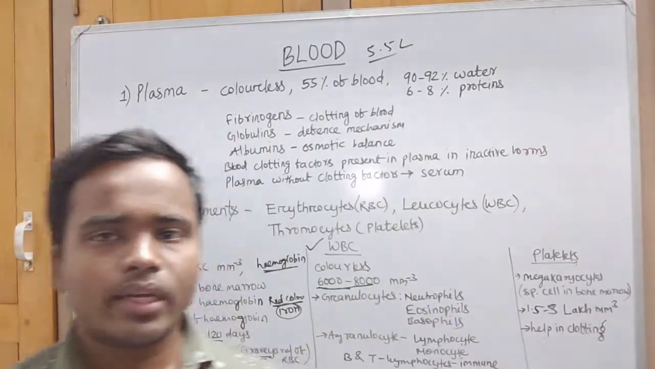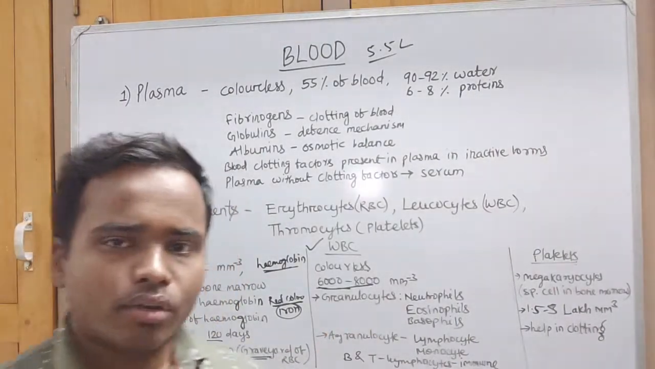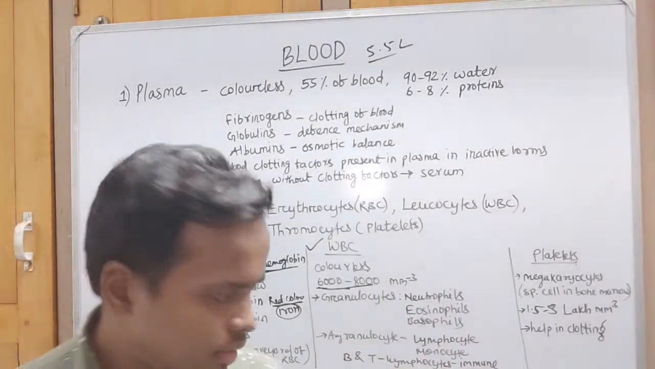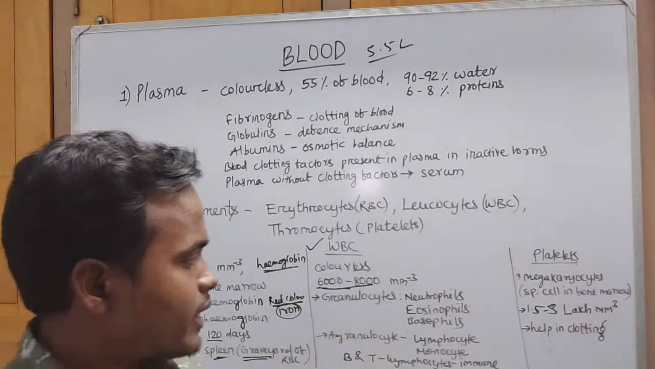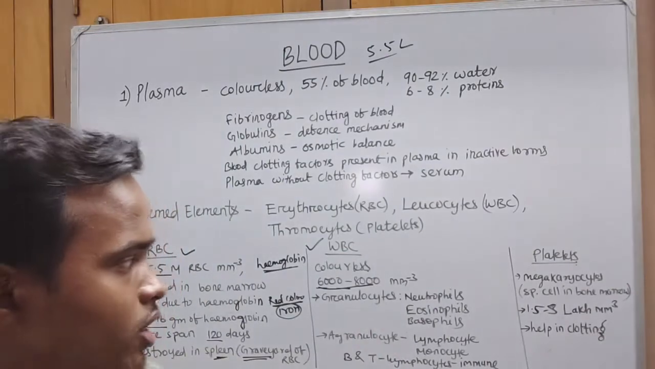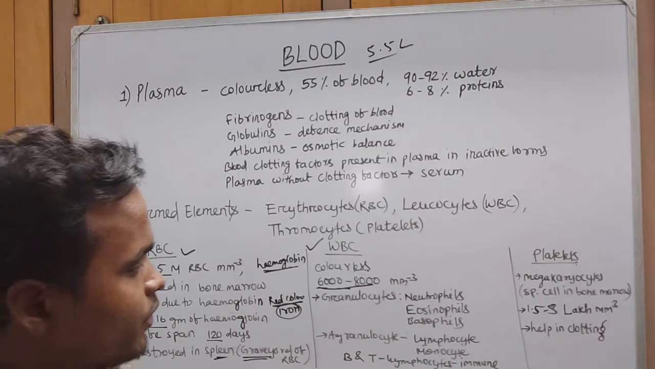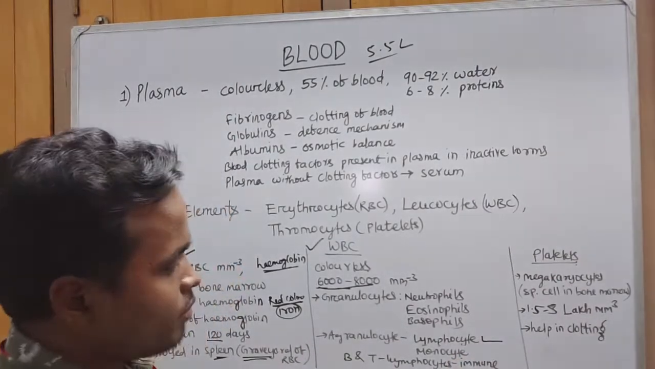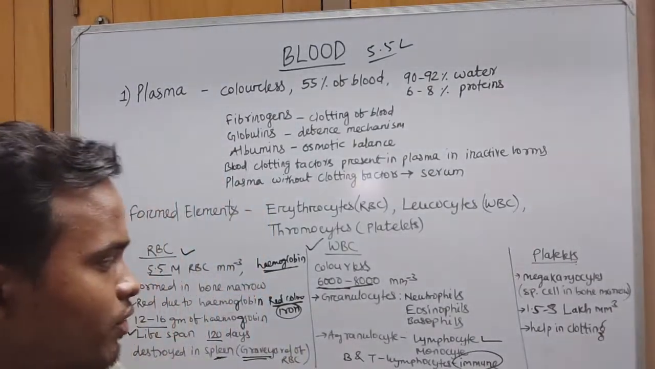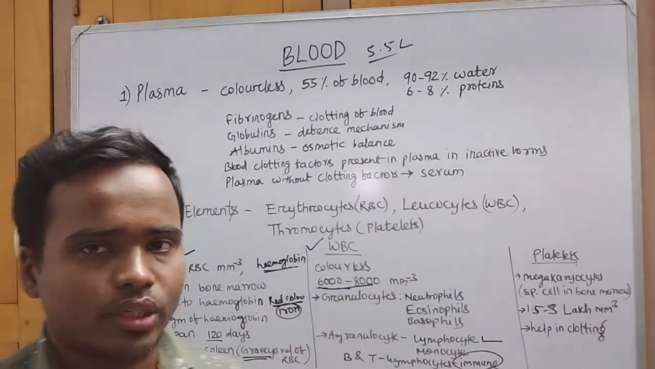And WBC are mainly classified into two types, that is granulocytes and agranulocytes. Granulocytes is again divided into three types: neutrophils, eosinophils, and basophils. Agranulocytes are again classified into two types, that is lymphocytes and monocytes. Overall, WBC are of 5 types. And out of these five, very important is lymphocyte, which form the immune system of the human being. Okay, immune system forms the lymphocytes, and there are two types of lymphocytes, that is B lymphocyte and T lymphocytes.